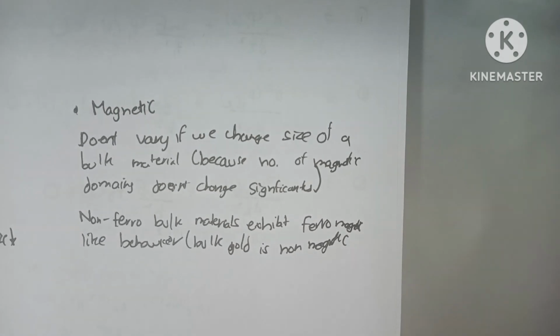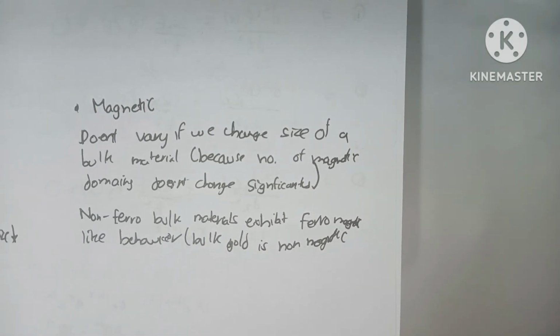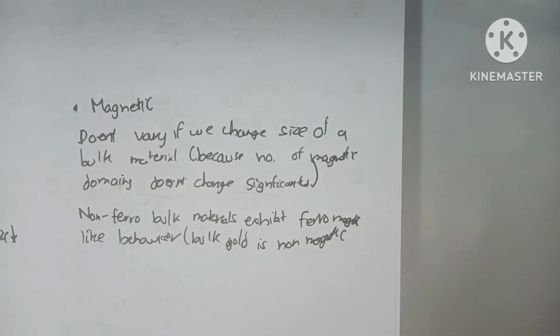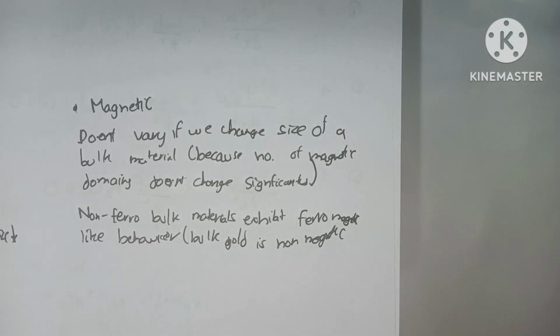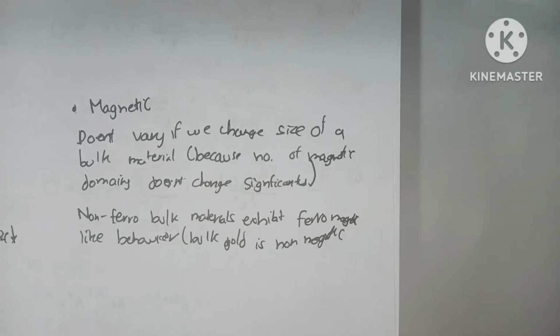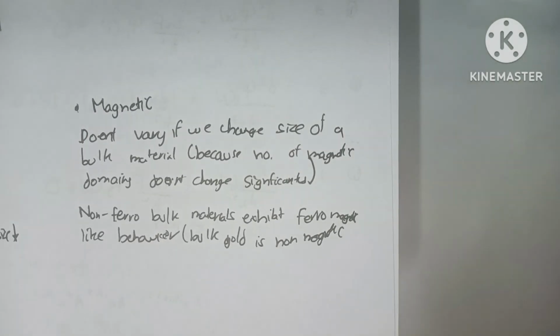Magnetic properties do not vary if we change size of a bulk material, because number of magnetic domains doesn't change significantly. Non-ferro bulk materials exhibit ferromagnetic like behavior. For example, bulk gold is non-magnetic.